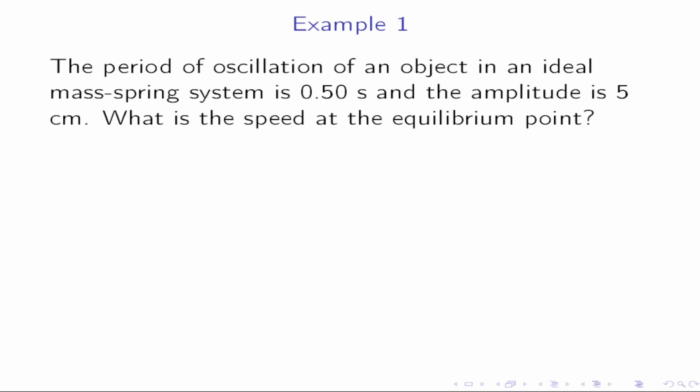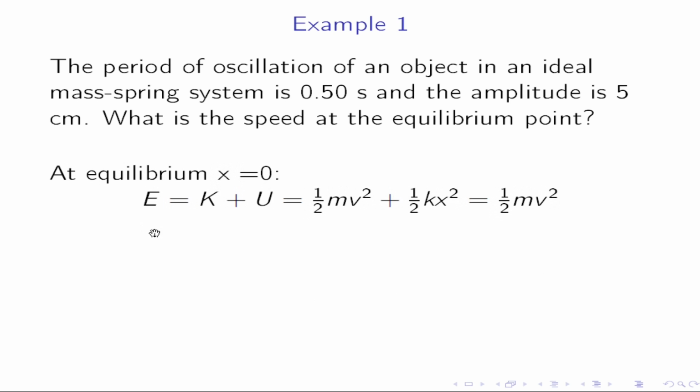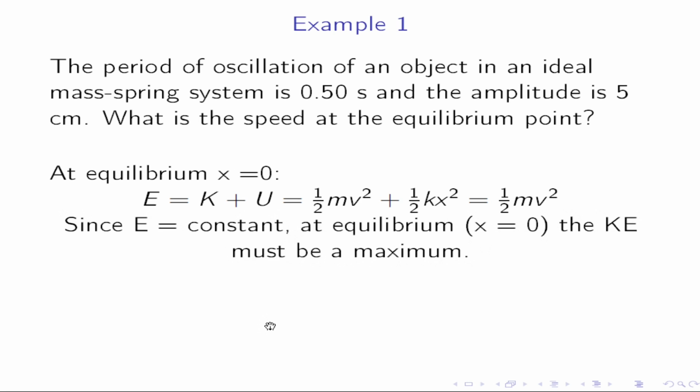Here the period of oscillation of an object in an ideal mass spring system is given as 0.5 second and its amplitude is 5 centimeter. We have to find the speed at the equilibrium point. We know at equilibrium x is equal to 0, and E is equal to kinetic energy plus potential energy, that is half mv square plus half kx square, which is equal to half mv square since x is equal to 0. Since E is constant, at equilibrium the kinetic energy must be the maximum. The total energy is kinetic. Therefore, v is equal to Vmax, which is equal to A omega.